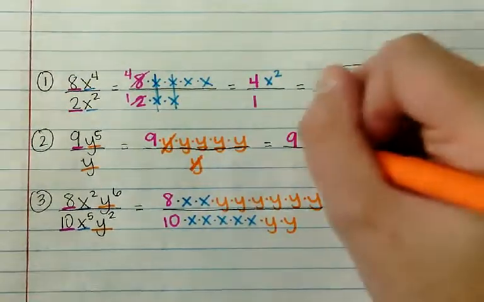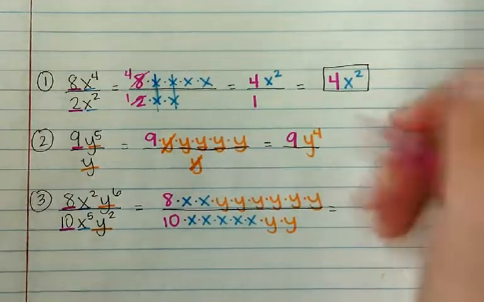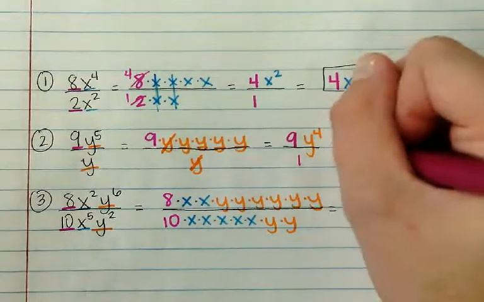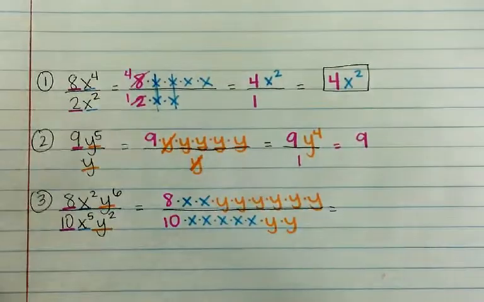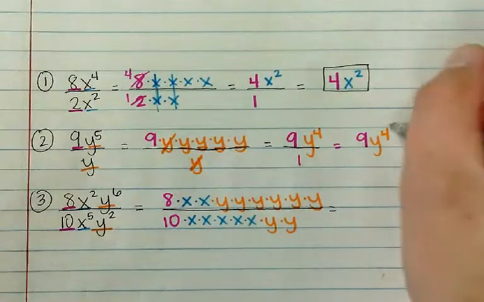And it's really kind of like it's over a 1 because there's nothing left. So my final answer is just 9y to the 4th. You guys comfortable with that? Cool. All right. Now let's take a look at this guy.